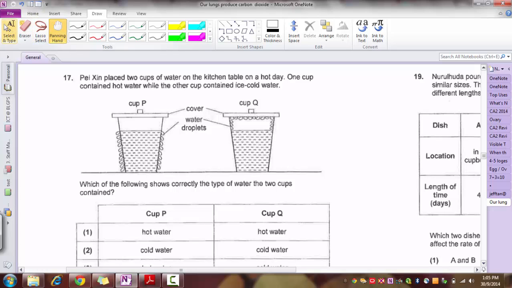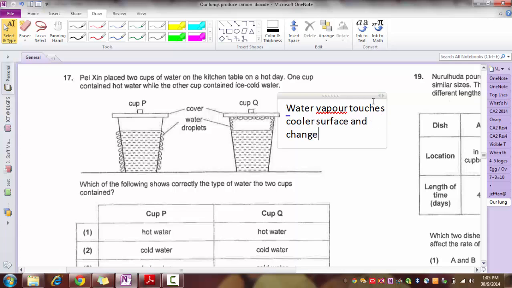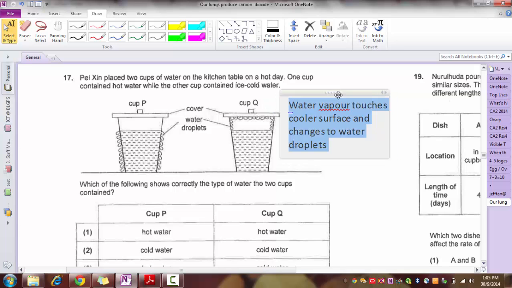So what's the concept here? Just to recall the concept a little bit, the concept here is water vapor. This is the concept of condensation. What happens during condensation? So basically water vapor touches the cooler surface of whatever and changes to water droplets. So that is the concept that we are looking at here.